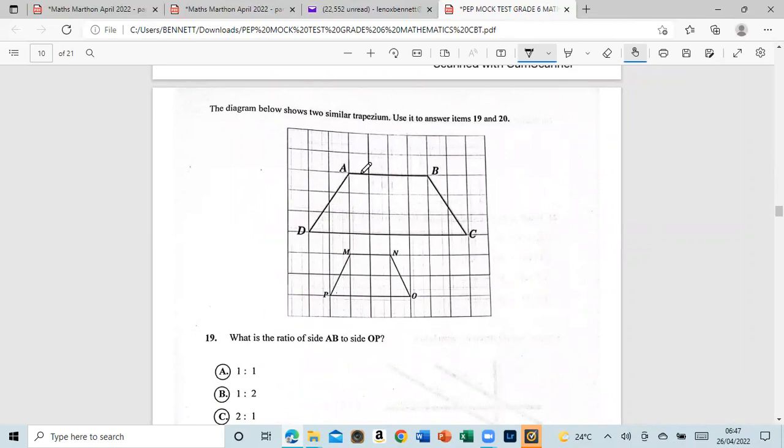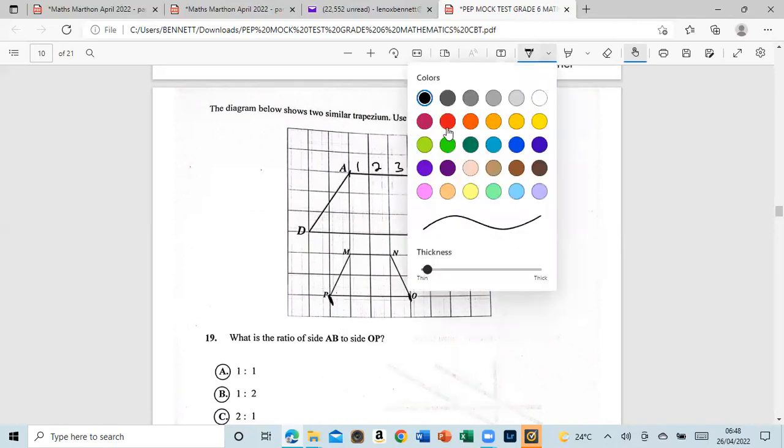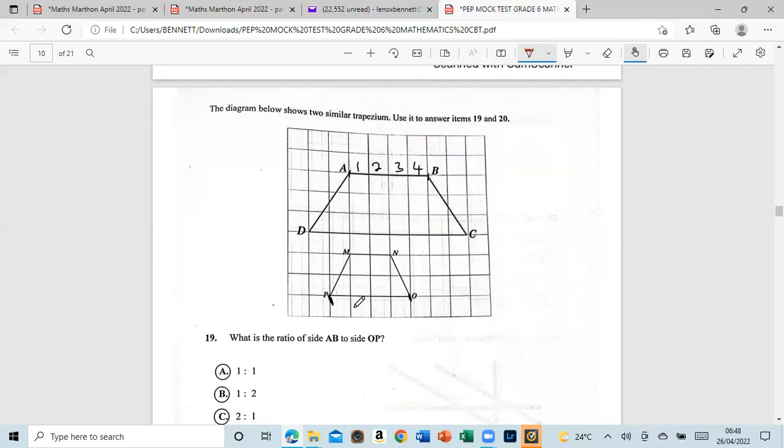Guys, you can do this, all right? AB, so A to B, and OP. So let me strip it. So we're focusing on the top and the bottom for this. And it says, what is the ratio? All right, so let us count the units. How many units make up this one? Change the ink now. So I think I need to start here. Obviously, I'm going to start here. So you have 1, 2, 3, 4. Now, both of them have the same number of units, which is 4. So it's 4 to 4, and you can break it down to 1 to 1.